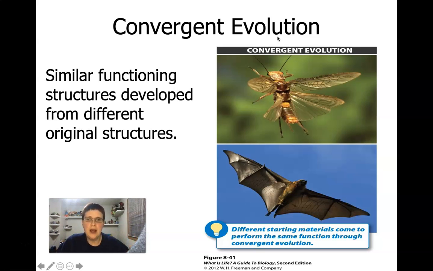So, you know, I think we can all agree insects and bats do not have the same common ancestor. So this is what we call convergent evolution. They converge on the same function, but they started on very different starting points, very different starting structures.